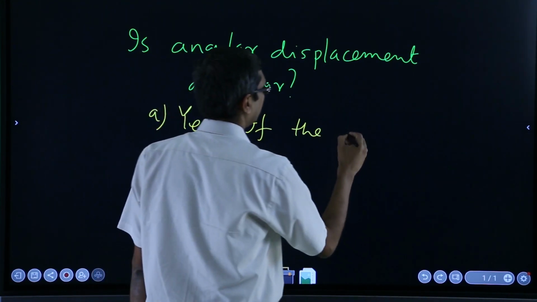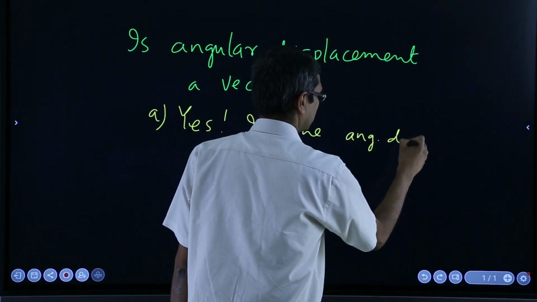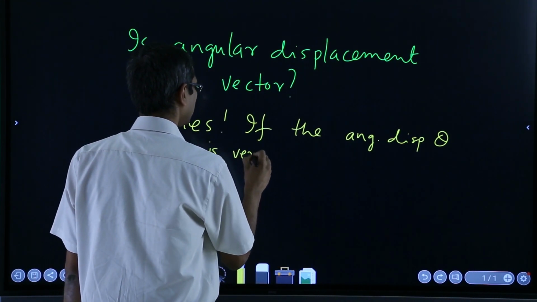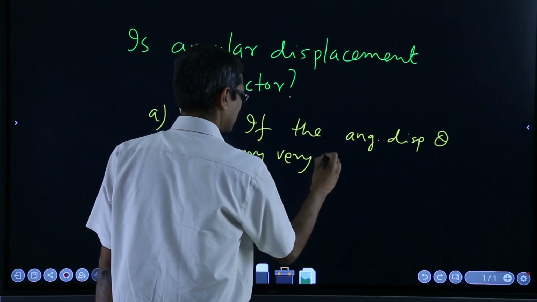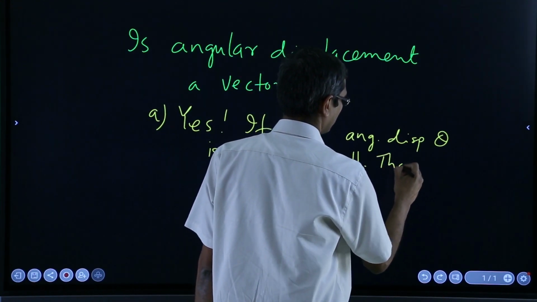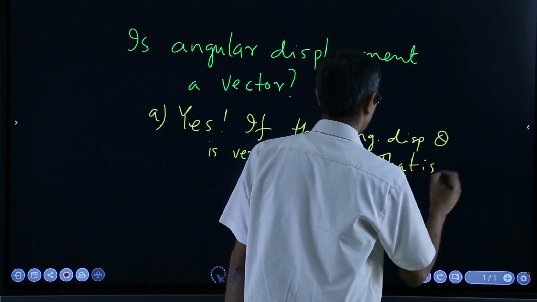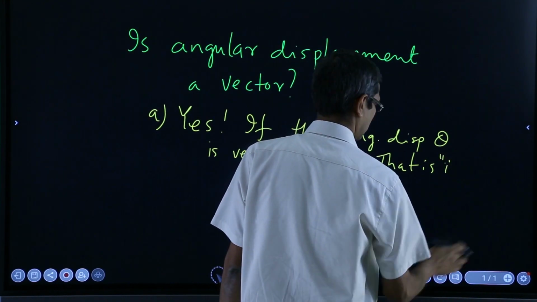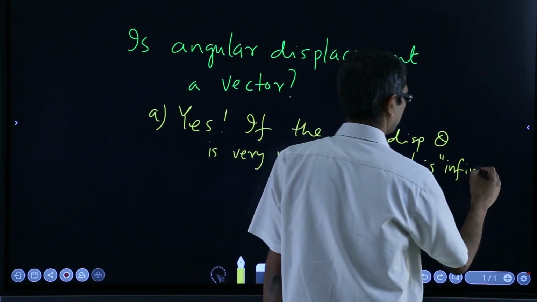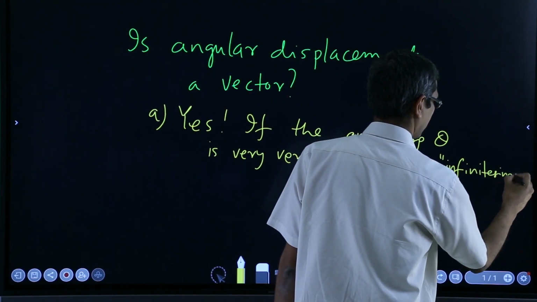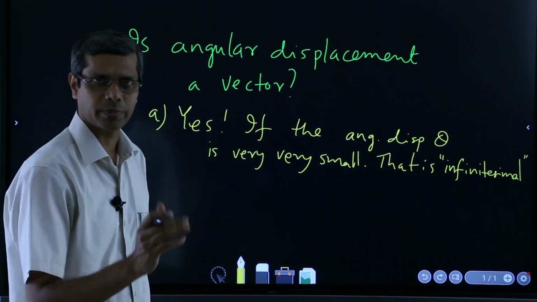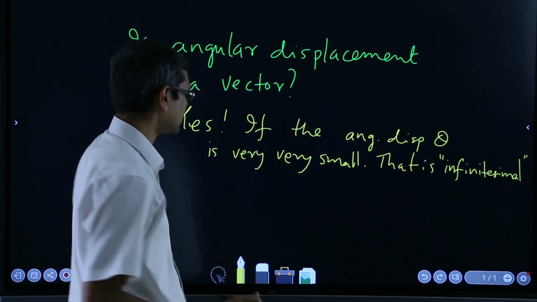the angular displacement theta is very small. In fact, it should be infinitesimal. Okay. If the angle is infinitesimal, the angular displacement through which it has moved, then it is a vector.